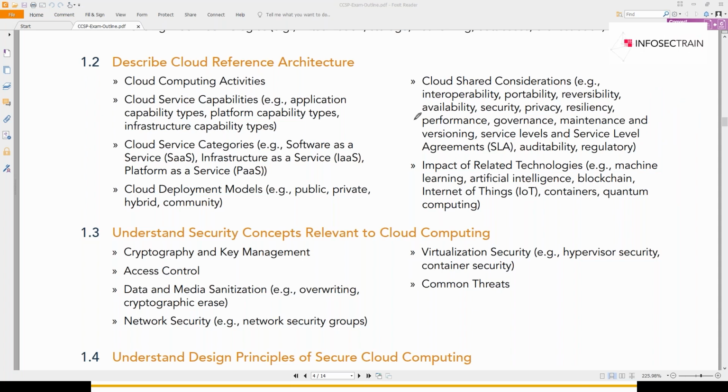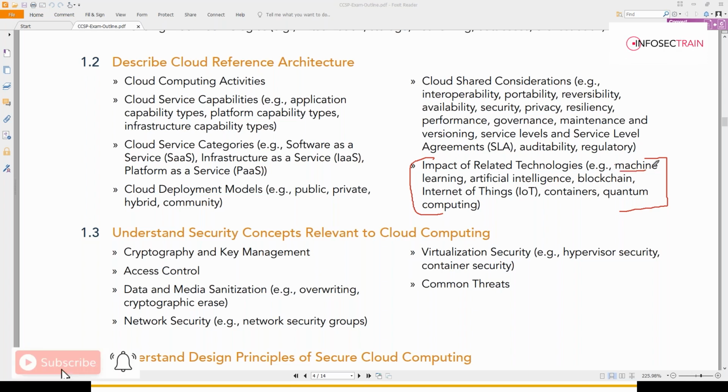Okay, and finally we have a topic called impact of relevant technologies. This is very important. Impact of relevant technologies. So team, here we have an impact of related technologies. What happens is we have multiple technologies here.